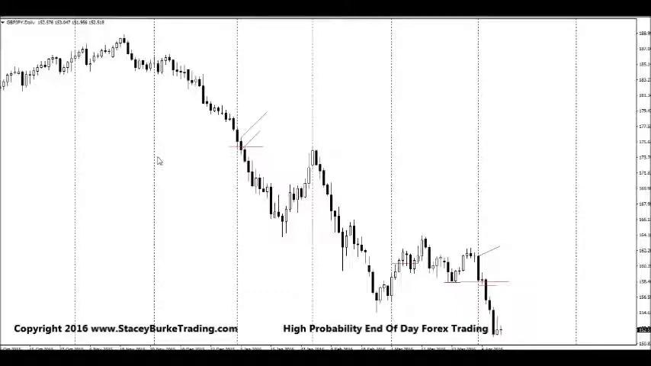Hopefully you got some value out of this today, traders. Really simple price action trading, looking at high probability opportunities to enter the market, and keep it simple.